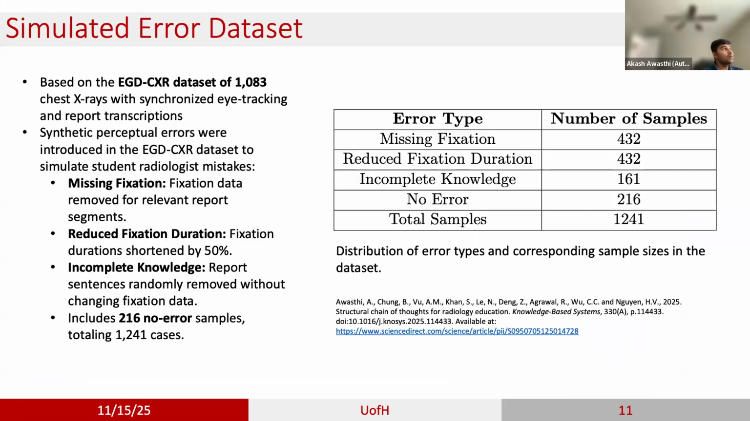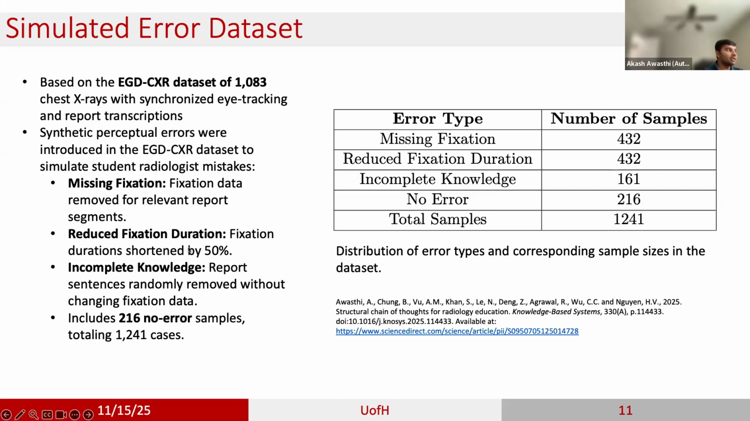So what we do is we create a simulated error dataset using the EGD-CXR data. That's an eye gaze dataset having 1083 chest x-rays synchronized with eye tracking reports. We synthesize the perceptual errors in this EGD-CXR data by masking some of the abnormalities and also the corresponding gaze data. That is what we call missing fixation. We mask out some of the abnormalities and also the corresponding gaze points to simulate the region of missing fixation.